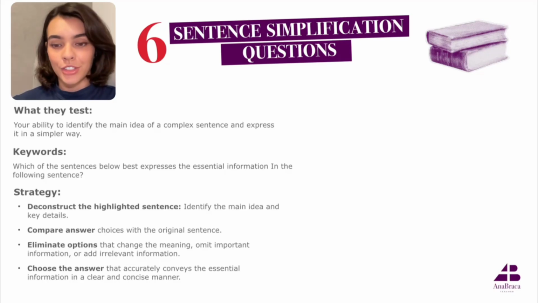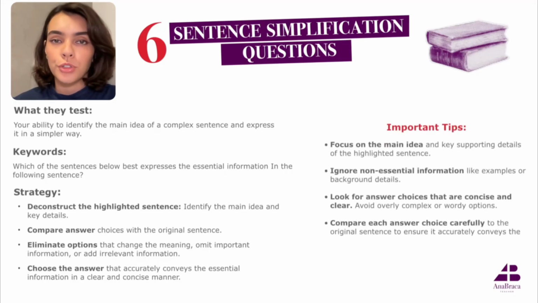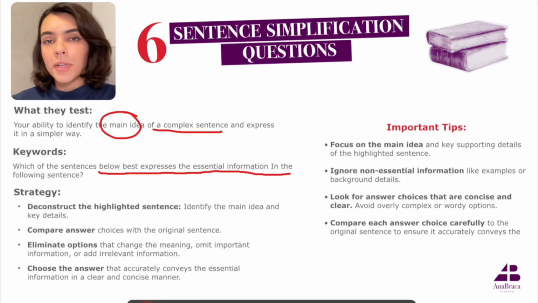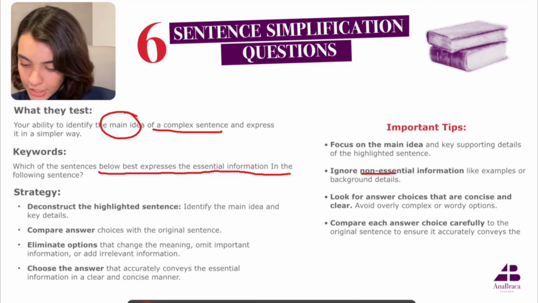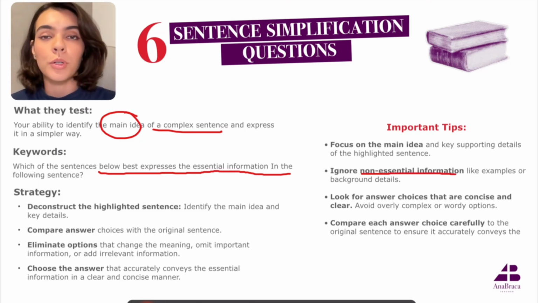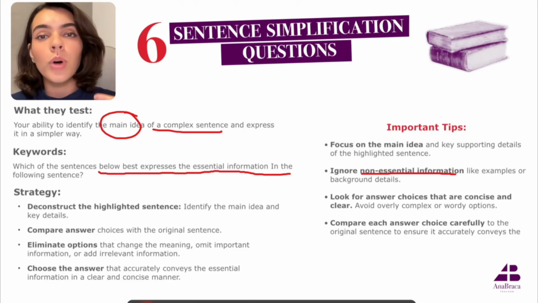Finally, choose the answer. Now let's talk about some of the important tips on how to deal with it. Focus on the main idea, okay? Don't overthink here. What is the main idea that that sentence wants to convey? That's what you need to be focusing on. Then ignore non-essential information from the sentence. Remember, you are simply simplifying it. Some of the options will have those details that are completely unnecessary.